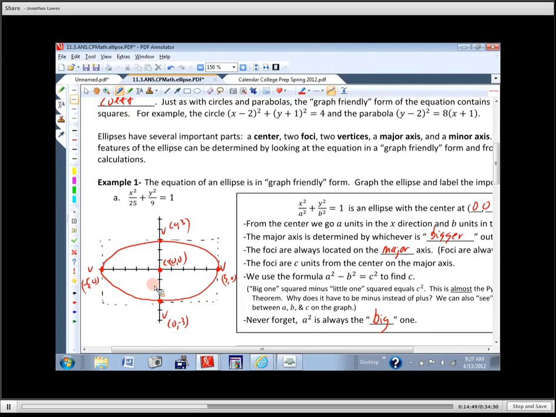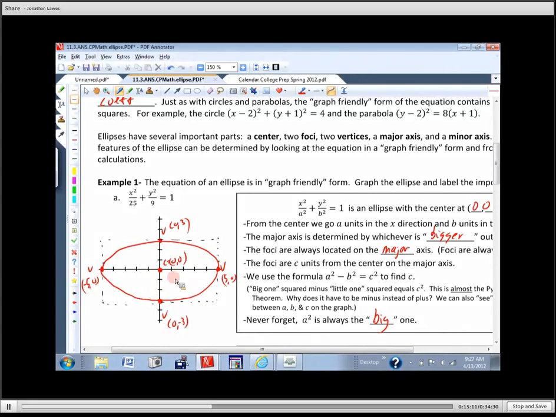Have we graphed all the important parts of this conic section? We haven't. The last thing we need to find is the foci. Remember, the foci were part of the definition. Just like the focus on a parabola was part of the definition, we want to graph that. They are always inside the curved part of the conic section, so they're going to be inside here somewhere.